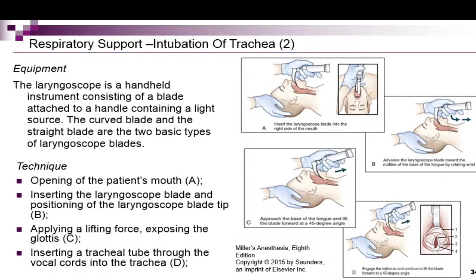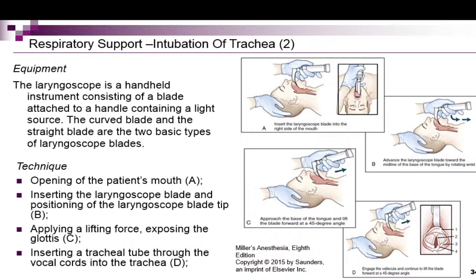Equipment. The laryngoscope is a handled instrument consisting of a blade attached to a handle containing a light source. The curved blade and the straight blade are the two basic types of laryngoscope blades. In pediatrics, the straight blade of the laryngoscope is most preferable; in adults, the curved one is more convenient than the straight one.